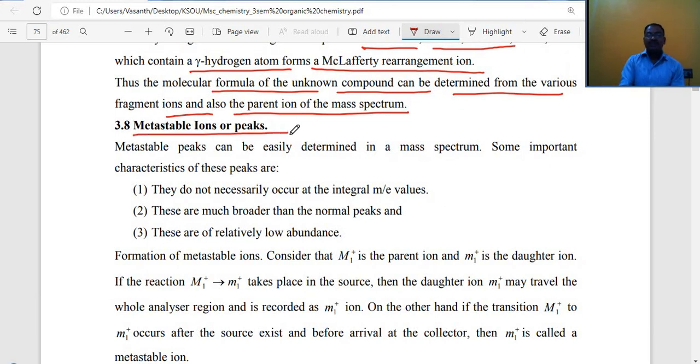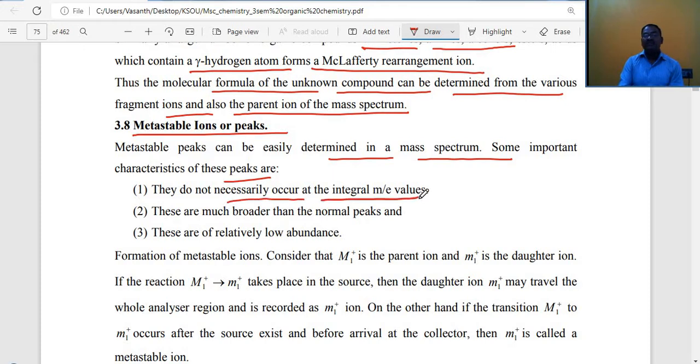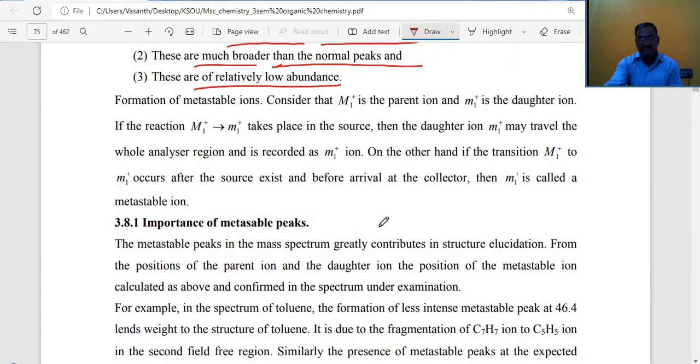What are metastable ions or peaks? Metastable peaks can be easily identified in a mass spectrum. Some important characteristics of these peaks are: they do not necessarily occur at integral m/e values, they are much broader than the normal peaks, and they are of relatively low abundance.